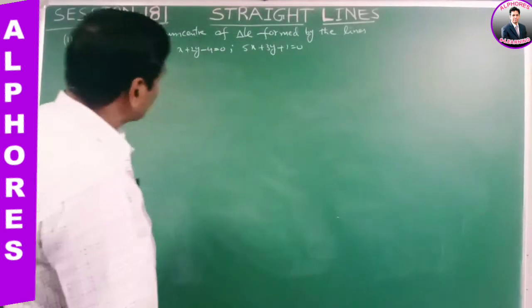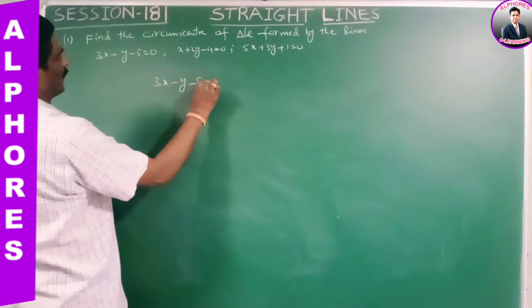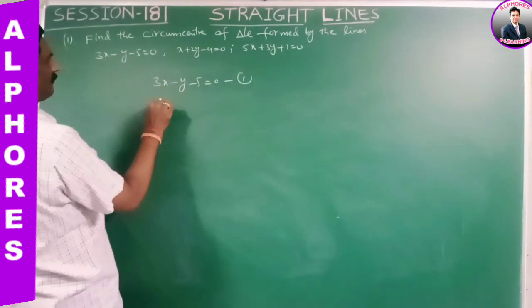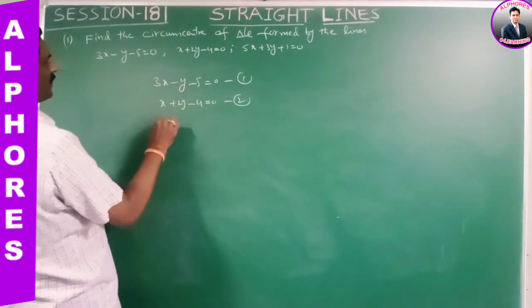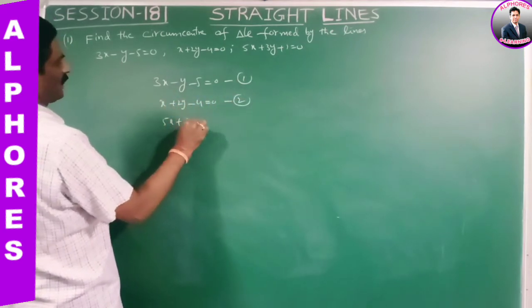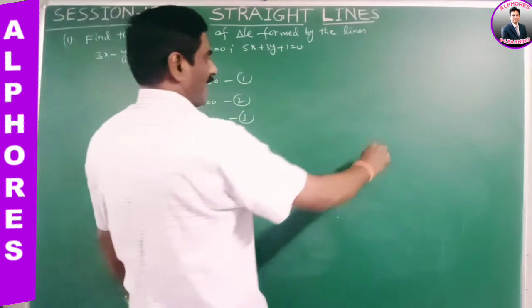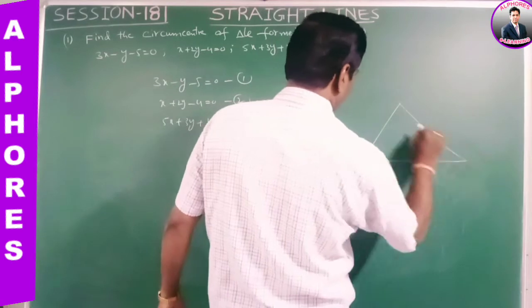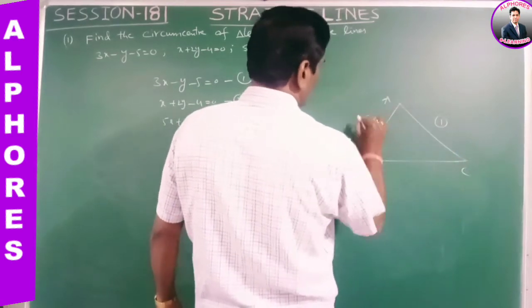In this case, the given lines are 3x minus y minus 5 equals 0, the first equation; x plus 2y minus 4 equals 0, the second equation; and 5x plus 3y plus 1 equals 0, the third equation. Say triangle ABC is the given triangle, and let these equations be 1, 2, 3.